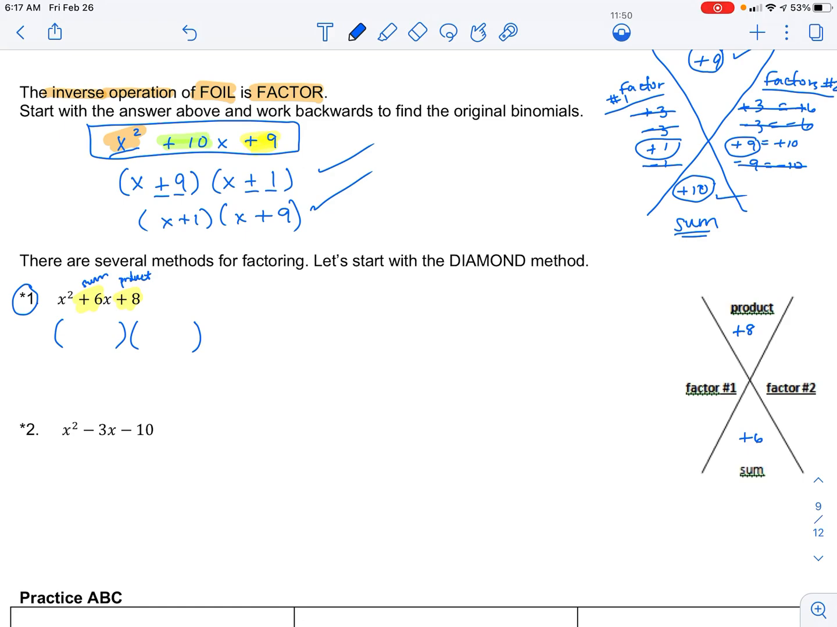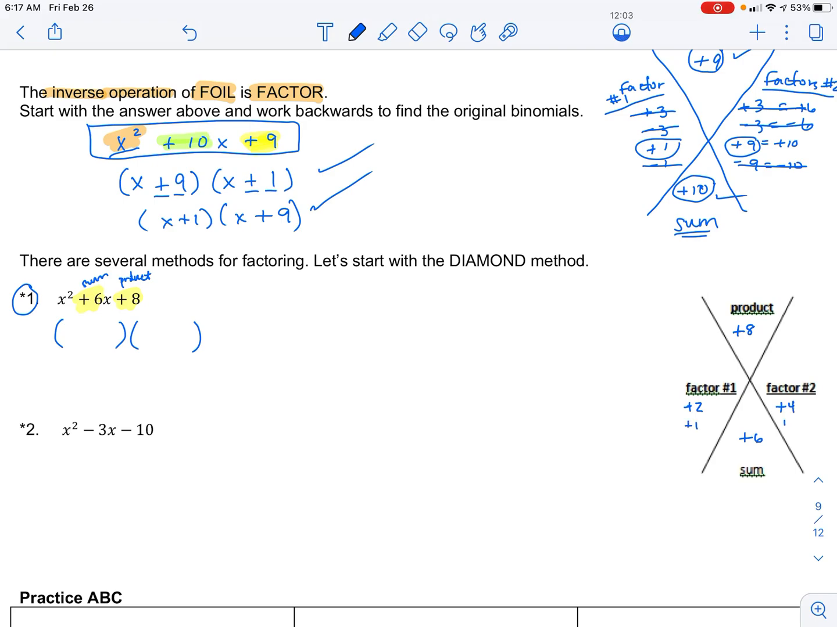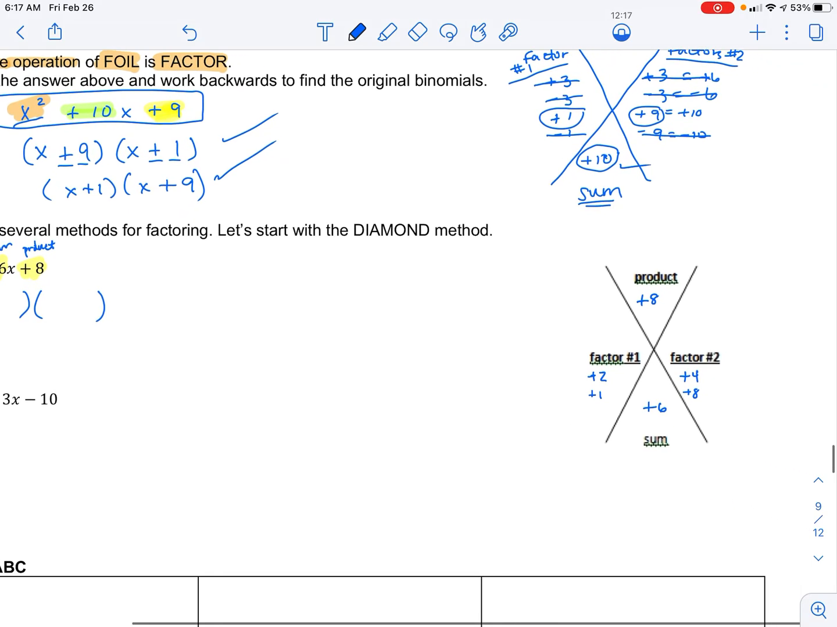So let's pick some factors of 8. It has to not just be 8, but positive 8. So we have positive 2 times positive 4. That would give me positive 8. We have positive 1 times positive 8. That would give me a positive 8 as a product. So now we have to look at them in order to know which ones we have to pick, because only one pair is correct. The ones that you're going to pick are going to be the ones that when you add them together, they give you your sum of positive 6.